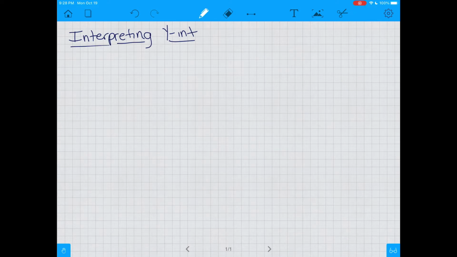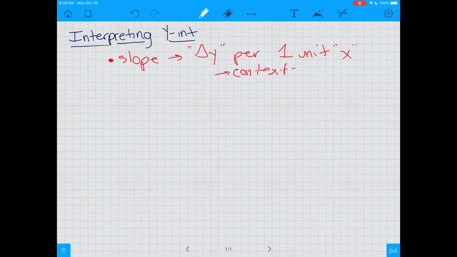And so much like, if you remember, interpreting slope, all right, let me just erase this, redo this here. So interpreting slope, right, we are interpreting the change in y per 1 unit x, right? And obviously here we're filling in the blank for y and x in terms of the context of the question, right? I don't know why my stylus decided to freak out there for a moment. We're just going to rewrite that. There we go. Much better.